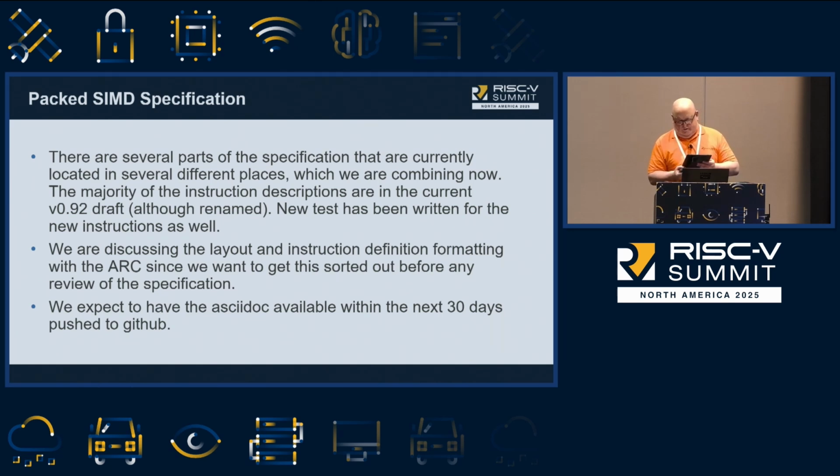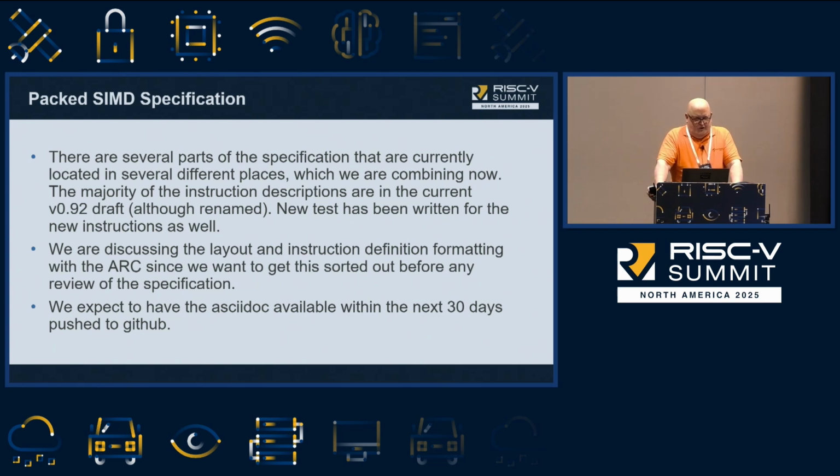There are several parts, sorry for my tripping over my words here, that are currently located in different places because multiple people have been working on the different parts. We have the new RV32 paired instructions that was written up in one area. We have the old V0.92 spec where most of the instructions have come out of with mnemonic changes.